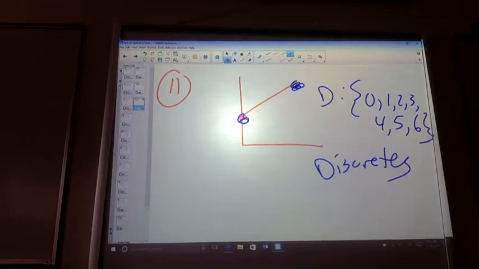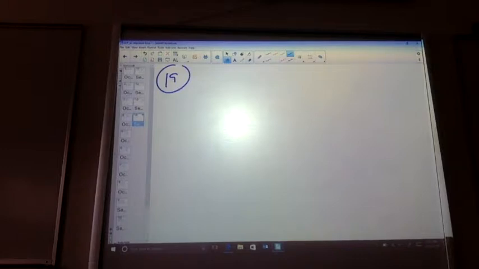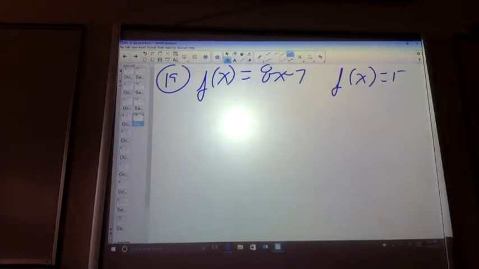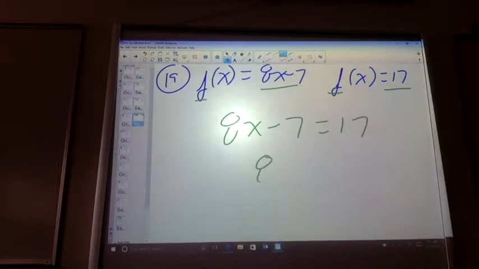19. I have the function at x is equal to 8x minus 7. I have the function at x is equal to 17. So you're talking about the exact same function because you have f and f. That means I'm going to take this and this and set them equal to each other. So add 7 to both sides and divide by 8. That would be your answer. Any other questions you'd like me to go over?